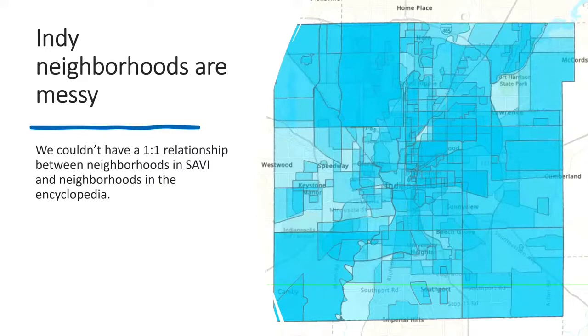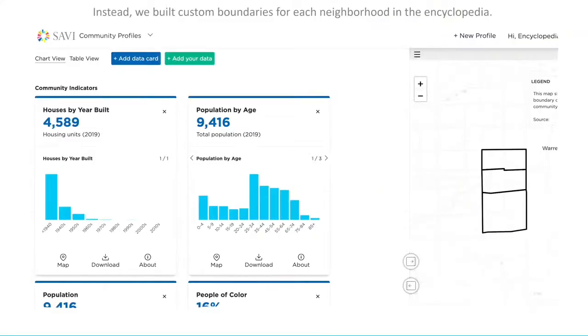So these are our Indianapolis neighborhoods. They're overlapping, some are huge, some are tiny. They don't make any sense. You can't have some one-to-one thing where our data tool is about neighborhoods and our histories are about neighborhoods. It doesn't really work like that. So instead, we built custom boundaries for each neighborhood in the encyclopedia. This kind of facilitates that overlap, right?